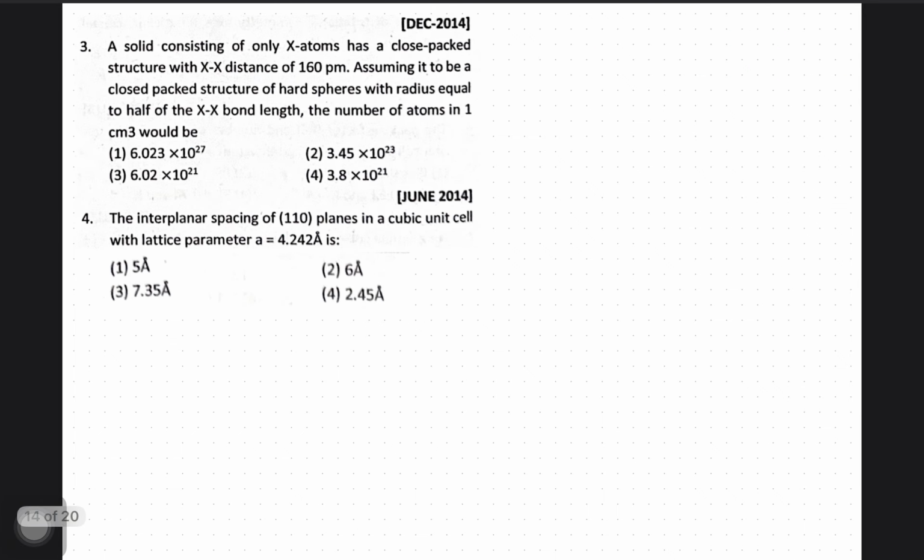Now the third question. A solid consisting of only X atoms has closed pack structure. Closed pack structure means CCP, it is also known as FCC. Assuming it to be closed pack structure of hard spheres with radius equal to half of the X-X bond length, the number of atoms in 1 centimeter cube. Very easy. Here basically you have to calculate the volume of the FCC unit cell first, then you have to tell how many atoms are present in 1 centimeter cube.